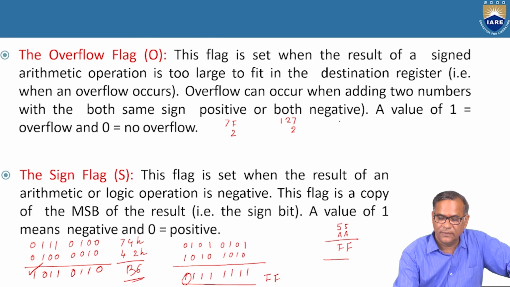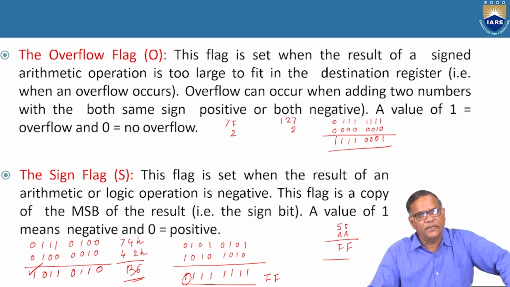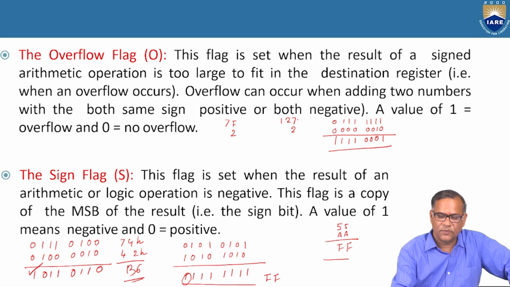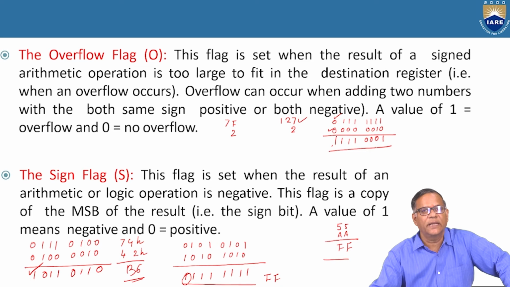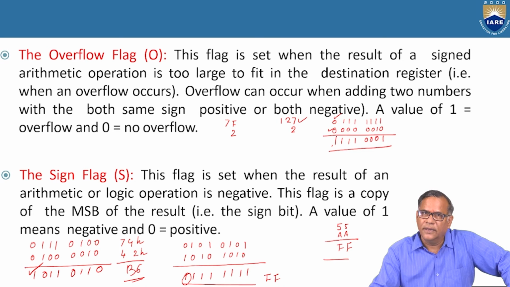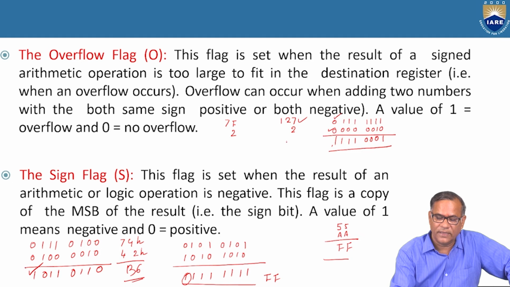If you add these two, 7 is 0111, F is all ones, and 2 is 00000010. Adding these two, you get 1 plus 1 is 0, and so on, and finally 1 1 1 1. You see here, positive numbers are designated with a sign bit 0. So 127 is positive because the sign bit is 0, and 2 also is positive because the sign bit is 0. When you add these two, the magnitude has come into the sign bit, indicating that this is a negative number. That means the destination register is not able to accommodate the result. So in such a case, the overflow flag becomes 1.